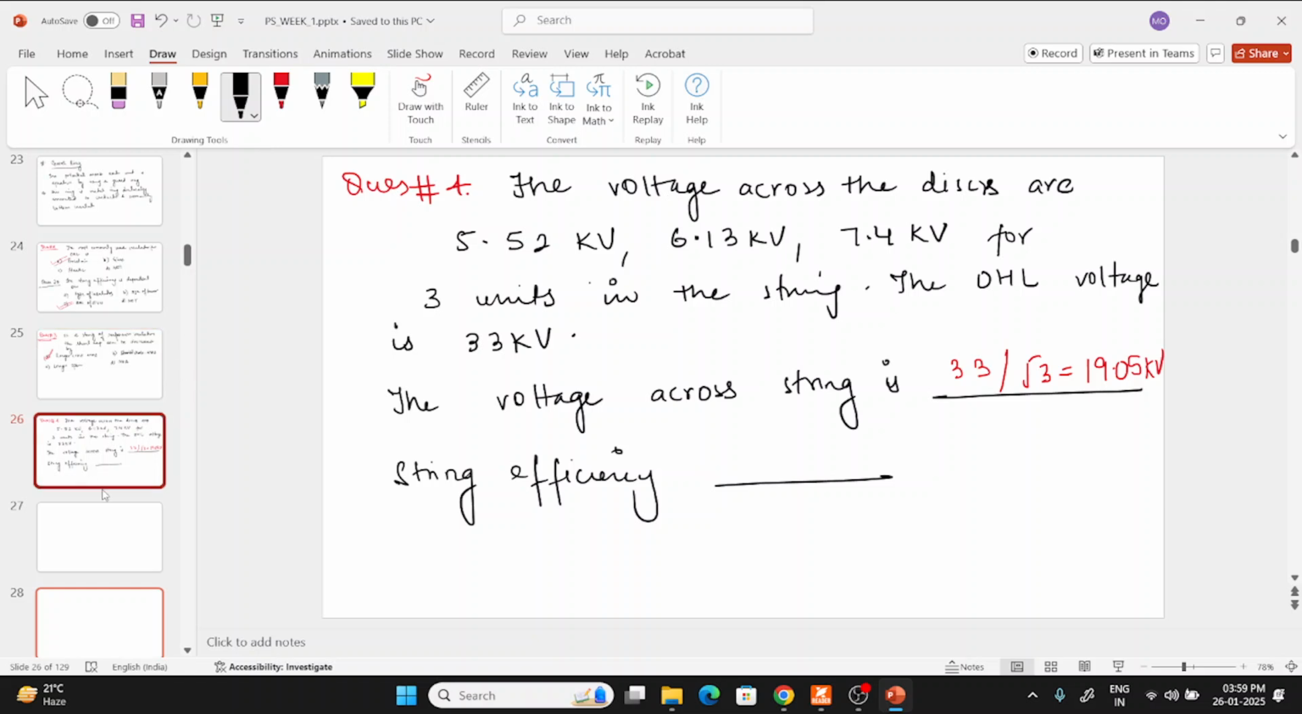Yes, yes. So how do you calculate that? It's a very simple formula. Voltage across the string, voltage across string.